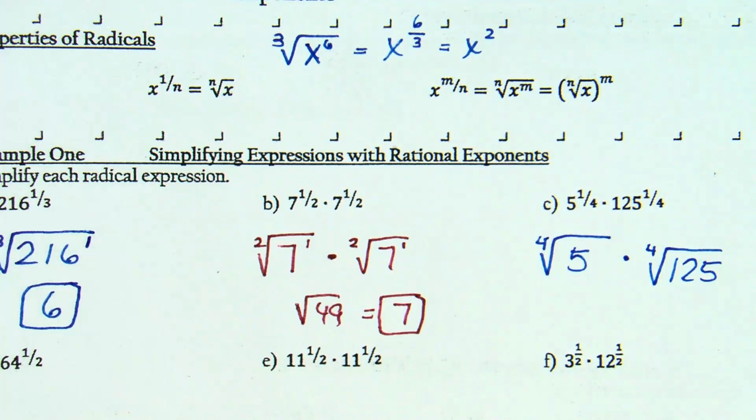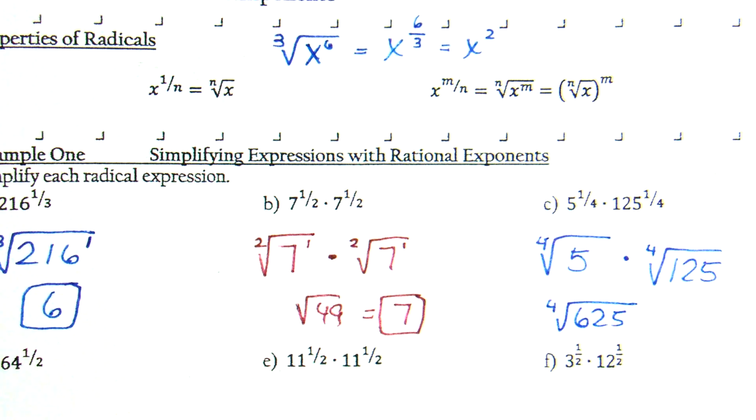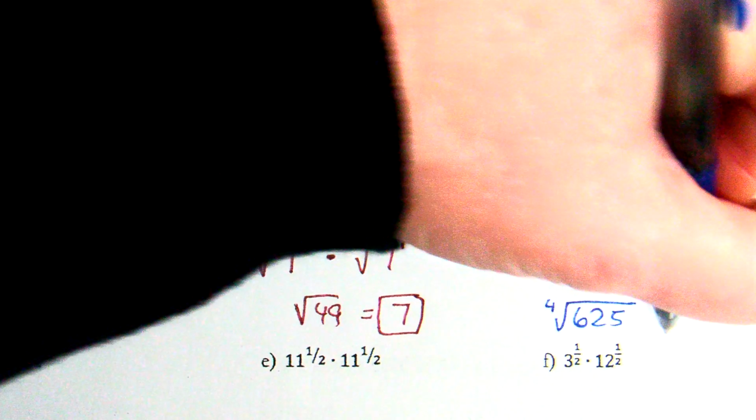What do you guys remember about multiplying with radicals? You can multiply with radicals as long as the index is the same. So what is the 4th root of 5 times the 4th root of 125? 4th root of 625. Do we know the 4th root of 625? On my paper, it's listed, right? So count down. 2, 3, 4, 5. It is equivalent to 5.